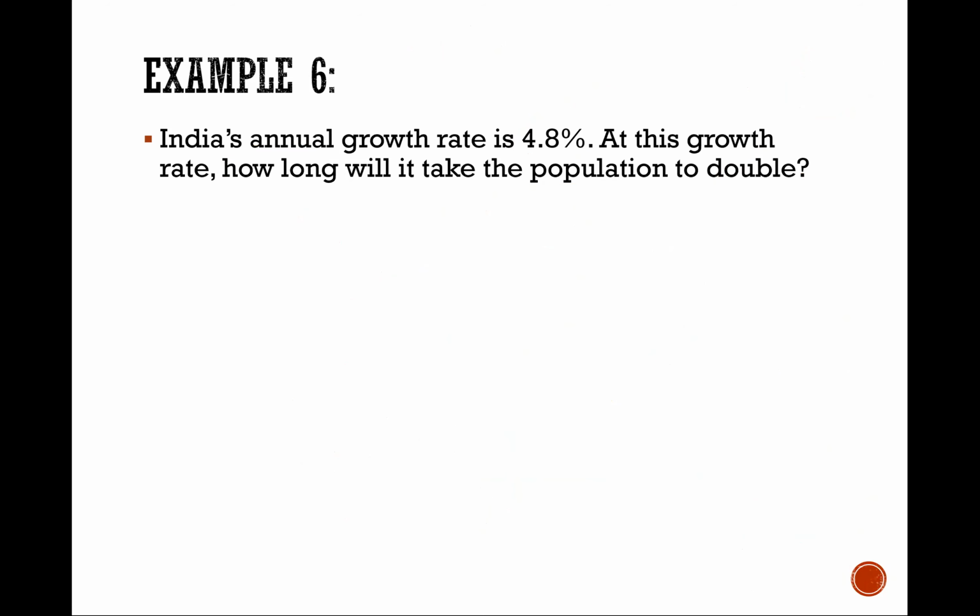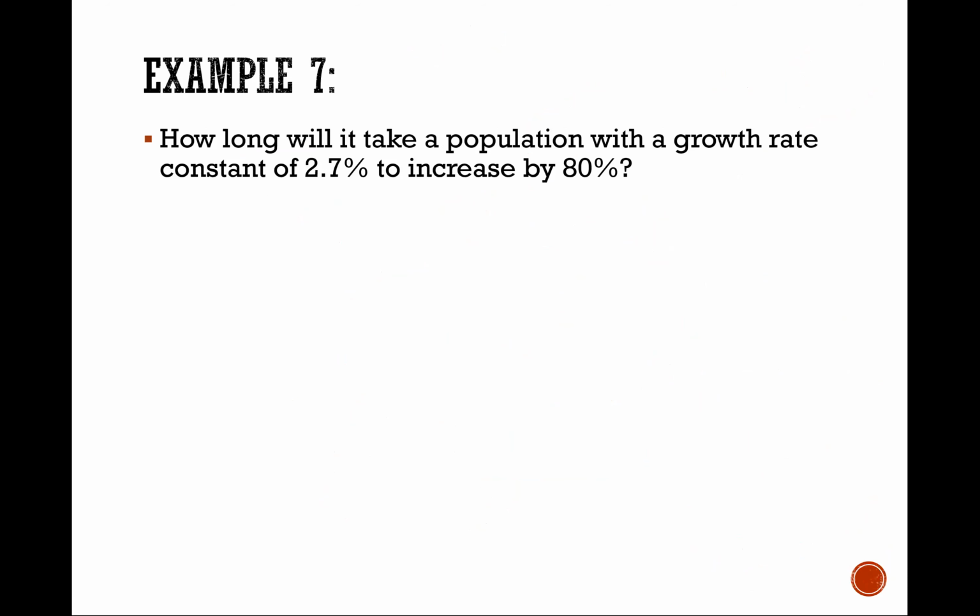And now let's look at this. Okay, questions. I think it's the same question here. Question 7. How long would it take for a population with a growth rate constant of 2.7% to increase by 80%? Okay. So again, in this question, the constant growth rate is given as 2.7%. So K is equal to 2.7%. Okay, so that's 0.027. That's the first piece of information we extract out of the question.